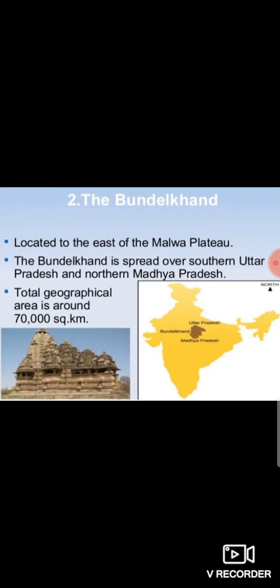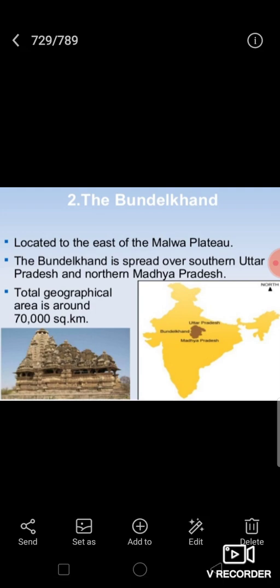The flow of the rivers draining this region, namely the Chambal, the Sindh, the Betwa and the Ken, is from southwest to northeast, thus indicating the slope. The eastward extensions of this plateau are locally known as Bundelkhand and Baghelkhand. Now the Bundelkhand. The Bundelkhand is located to the east of the Malwa Plateau or Central Highlands. The Bundelkhand is spread over southern Uttar Pradesh and northern Madhya Pradesh.